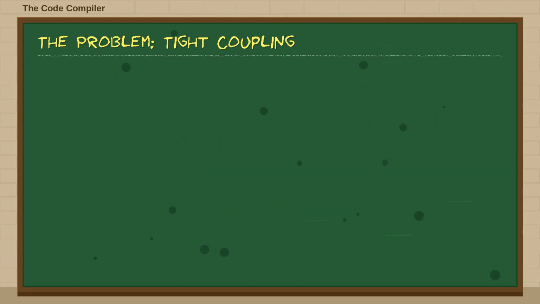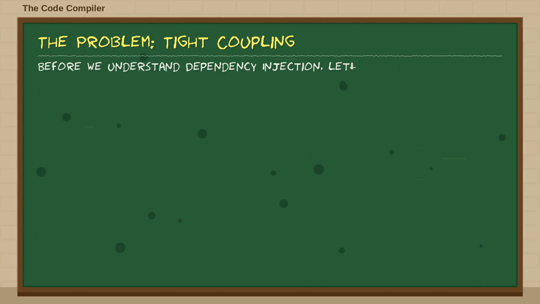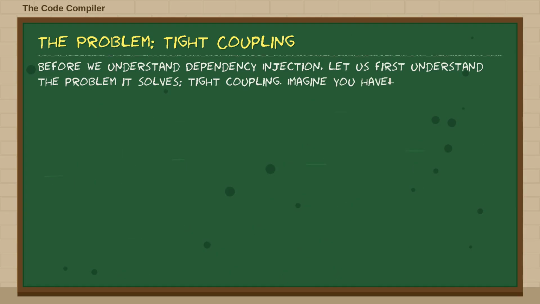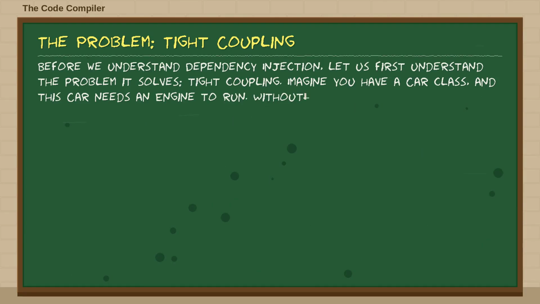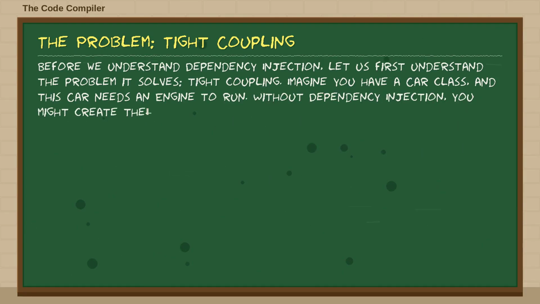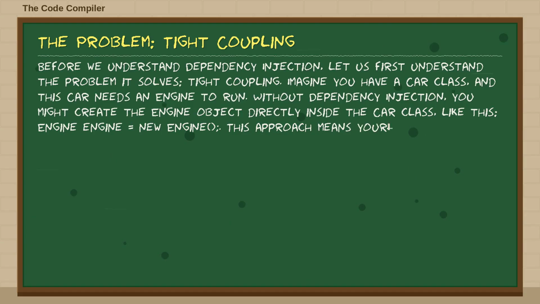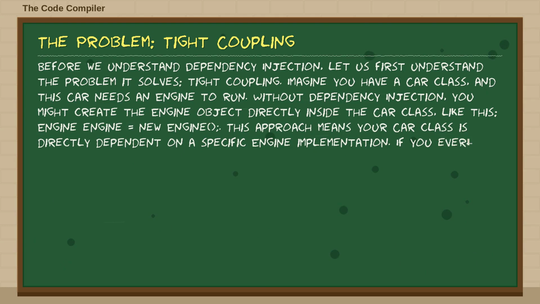Before we understand dependency injection, let us first understand the problem it solves, tight coupling. Imagine you have a car class, and this car needs an engine to run. Without dependency injection, you might create the engine object directly inside the car class, like this, engine is equal to new engine. This approach means your car class is directly dependent on a specific engine implementation.